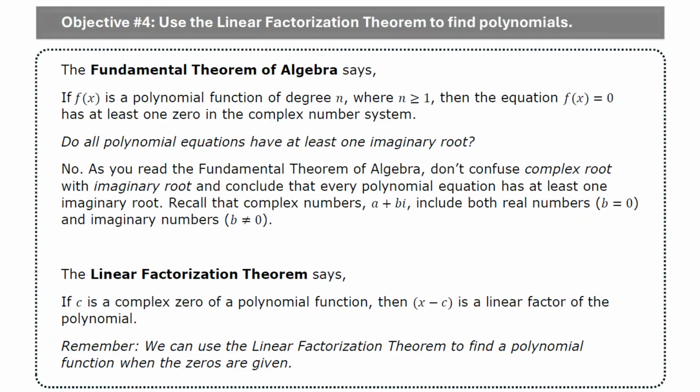Objective 4. Use linear factorization theorem to find polynomials. So the fundamental theorem of algebra says that if f of x is a polynomial function of degree n, where n is greater than or equal to 1, then the equation of f of x equals 0 has at least one zero in the complex number system.